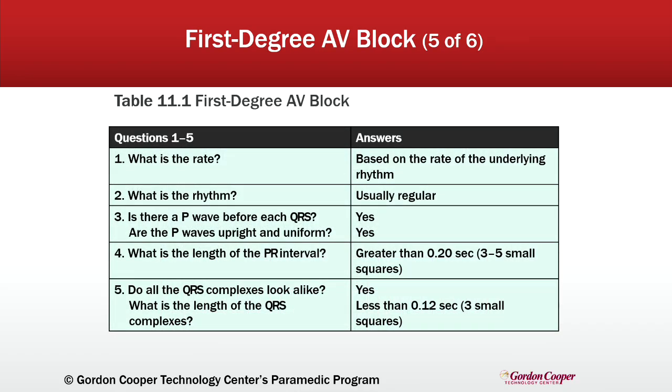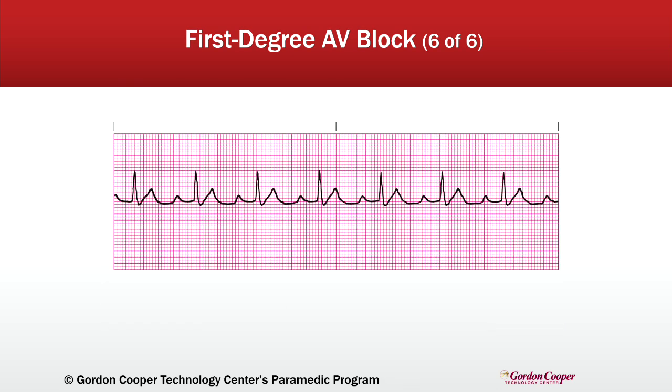So let's take a look at our table here. The rate is based on the rate of the underlying rhythm, the rhythm's usually regular, P waves all the same. The difference that we see is the length of that PR interval. That's greater than 0.20 seconds. And then our QRS is less than 0.12.